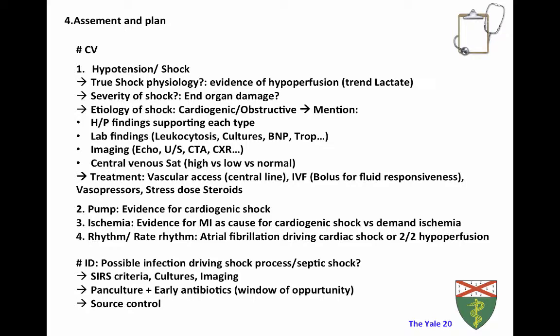The next section we have here is infectious disease, under which you should list any positive SIRS criteria and pending cultures, and what has been done for treatment in terms of antibiotics and source control. The rest of the assessment and plan continues in a similar fashion with the other organ systems.